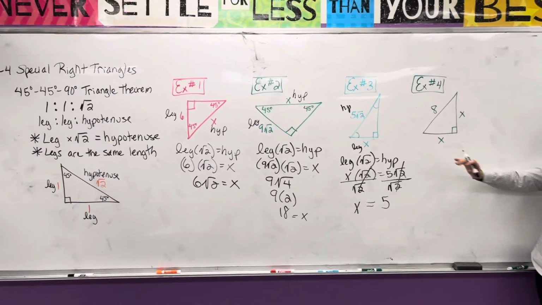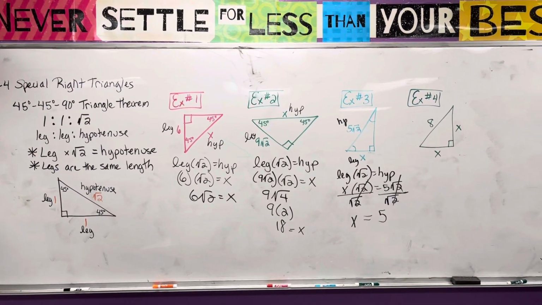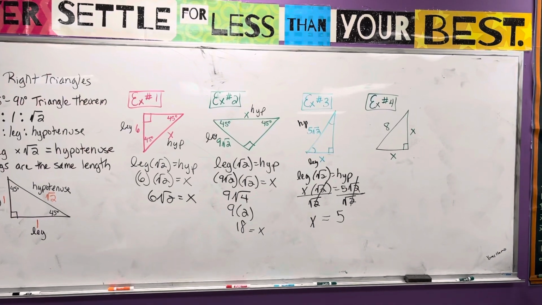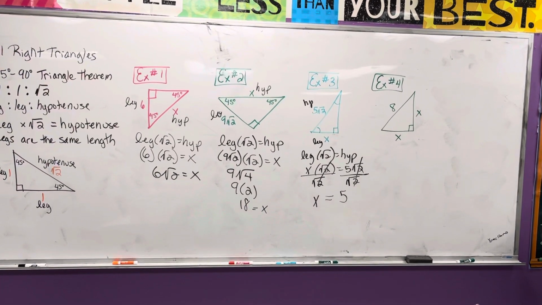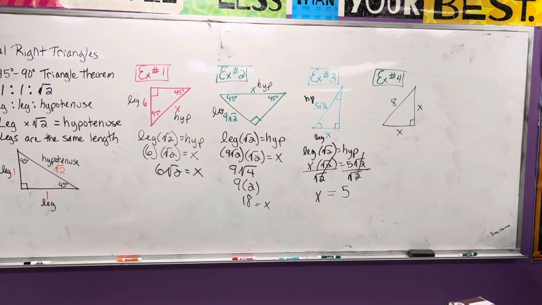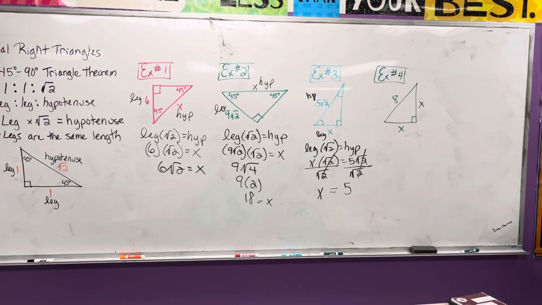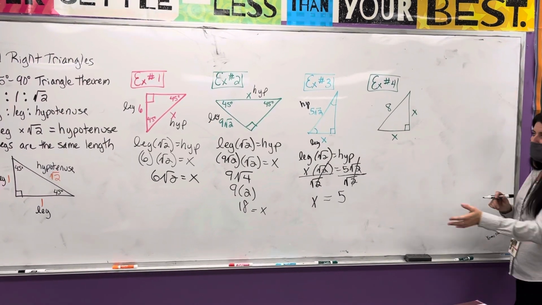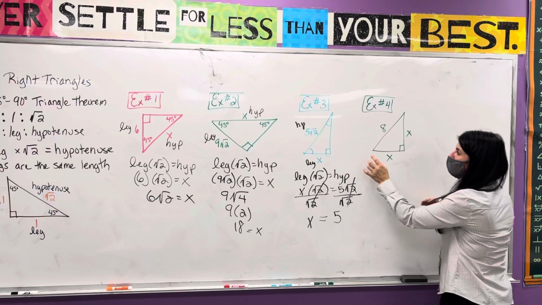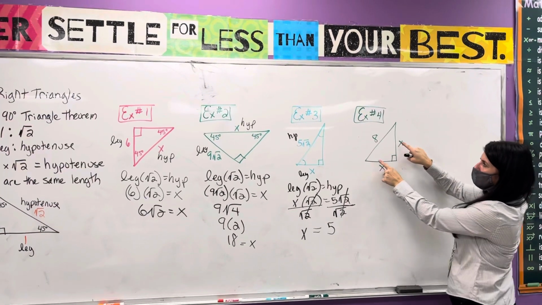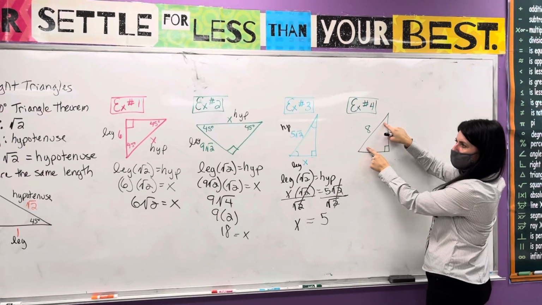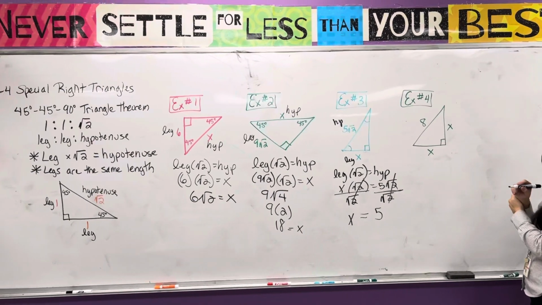Look at the last one. It's a 45, 45, 90. Who can explain why? Go ahead. So both of the legs are the same, so that means that angle's the same and that angle's the same. It basically ties into what we just talked about. If these two are the same, then these two angles must be the same. So they have to be 45, 45, 90.